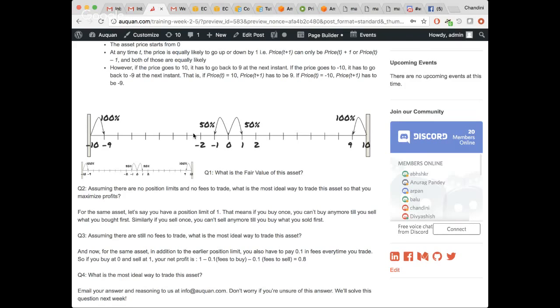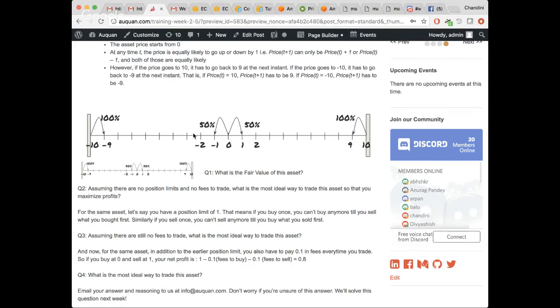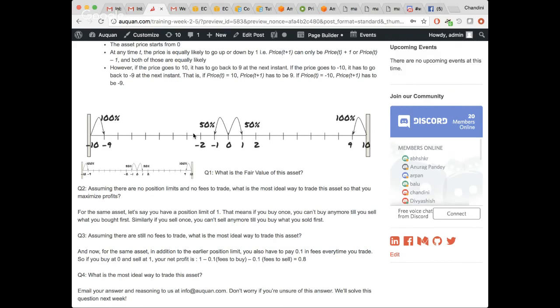For each of these questions, you can write code to solve them, but don't send us code. Just send us a 2-line answer: this is what I will do, and this is why I will do that. Then that's all. Okay. All right.